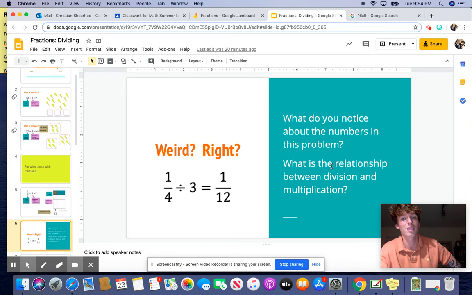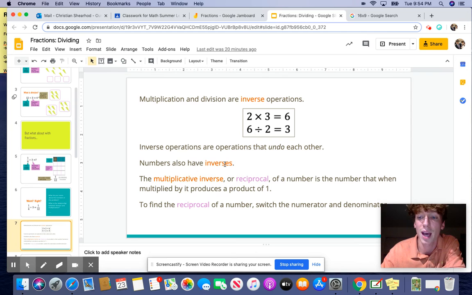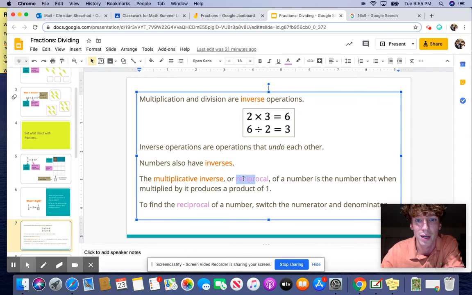What is the relationship between division and multiplication? It says multiplication and division are inverse operations. Inverse operations are operations which undo each other. Numbers also have inverses. This is the important part, okay? The multiplicative inverse, sorry, my tongue got tied there for a sec, or the reciprocal, this is the big word right here. The reciprocal of a number is when that number multiplied by itself produces 1. To find the reciprocal, switch the numerator and denominator. Okay. That's a lot of math language right there.